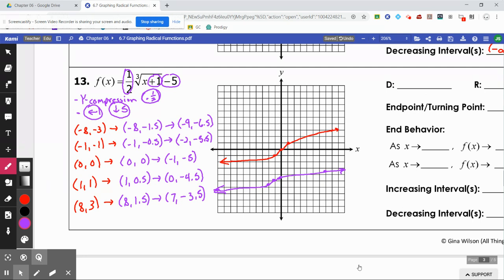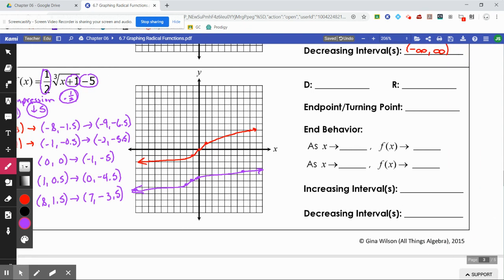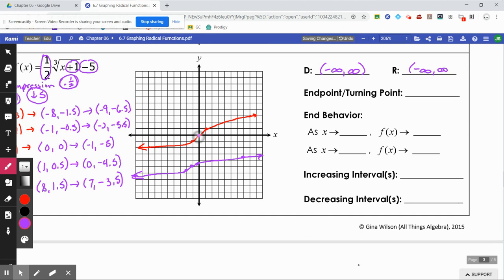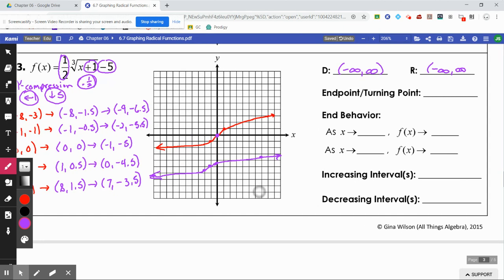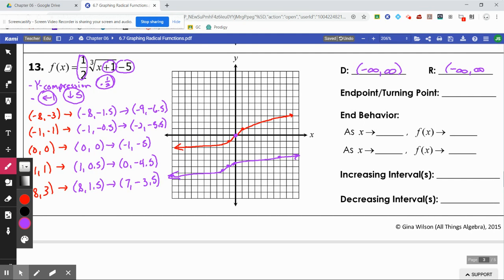And it's now half as tall as what it used to be. So it kind of pressed it out, made it a little bit skinnier, not quite so tall. My domain and range. Domain is negative to positive infinity, and so is my range. It still goes up, down, left, and right forever. My endpoint, my turning point used to be at 0, 0. It is now moved. Let's see, we moved it from 0, 0 to right here now at negative 1, negative 5.